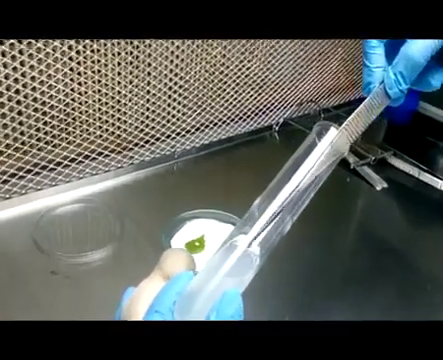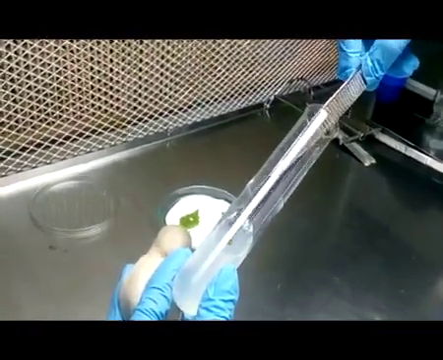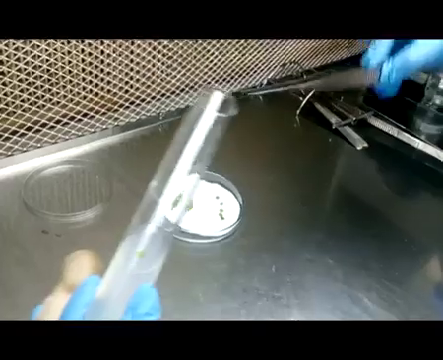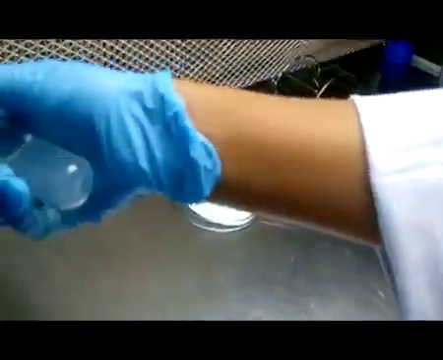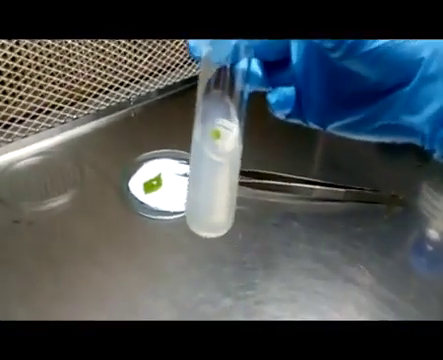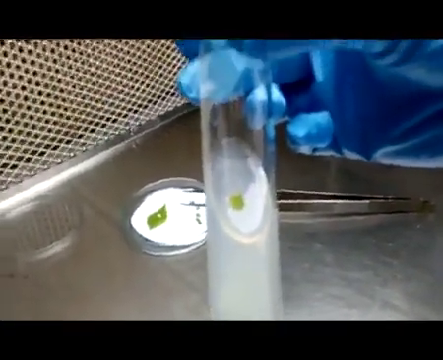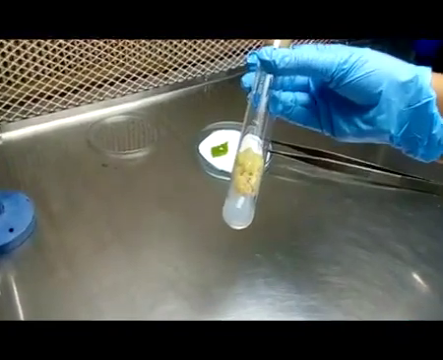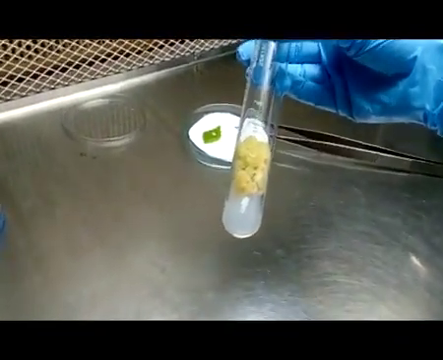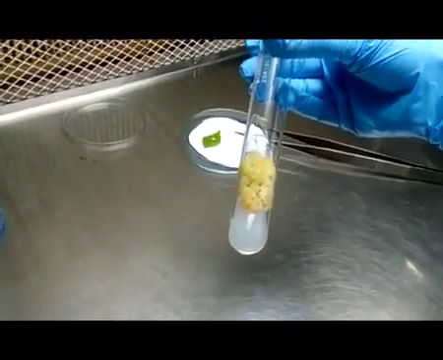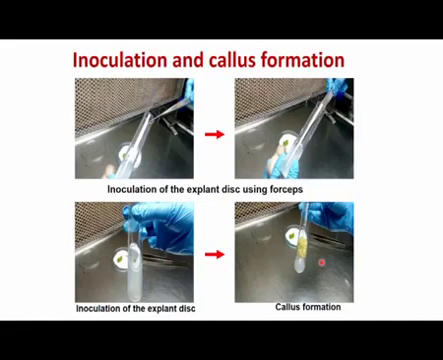And this media also contains different types of plant hormones. So those plant hormones allow the growth of this explant on the media, and eventually what you will see is an undifferentiated mass of tissue within the test tube, and that can have the potential to give rise to shoot and root.